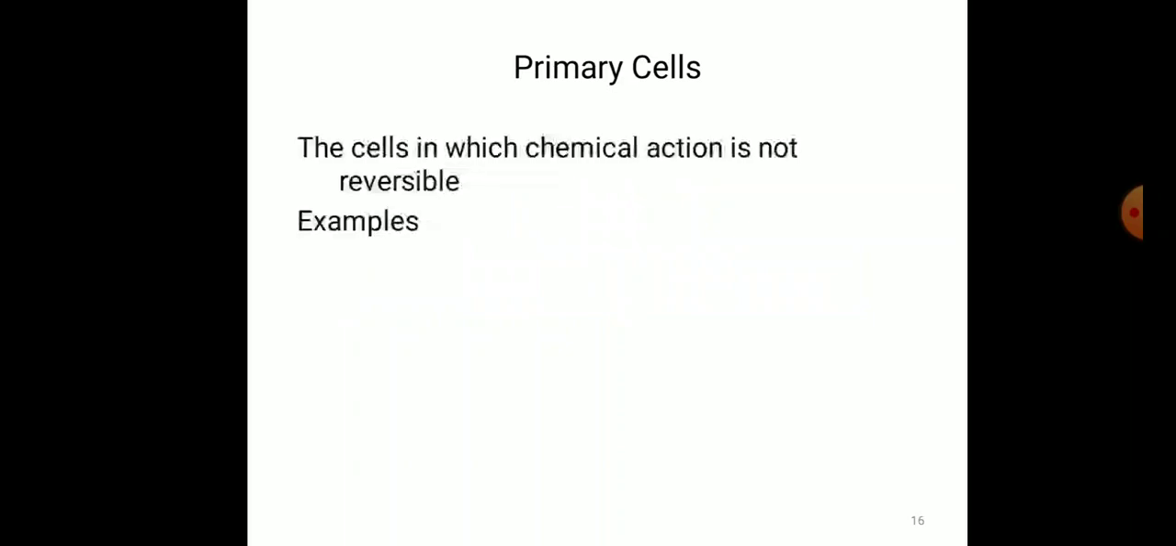Primary cells. What are primary cells? A primary cell is a cell in which chemical action is not reversible. The important point is that the chemical action is not reversible. Once we use it, we cannot reuse the cell. Those cells are called primary cells.